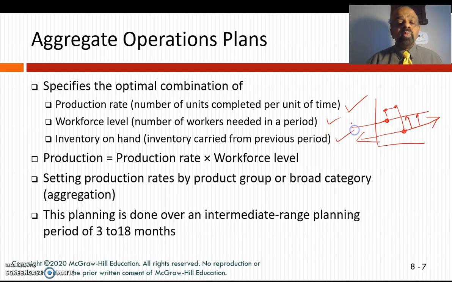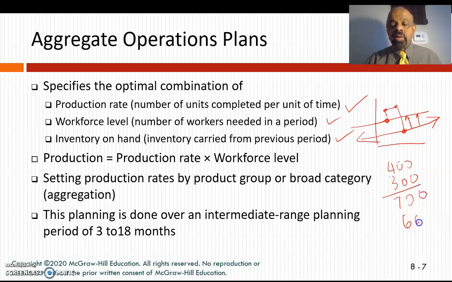The third one is the inventory on hand, how much inventory I'm going to carry. So if I have 400 units in the month of January and I make 300, I now have 700 for this month. But my demand is 600. That means I'm selling 600. How many units do I have left? Which is 100, right? 700 minus 600 is 100. This 100 units I'm going to carry to the next month.